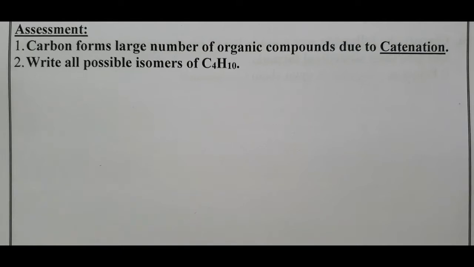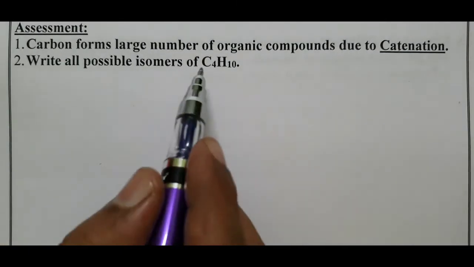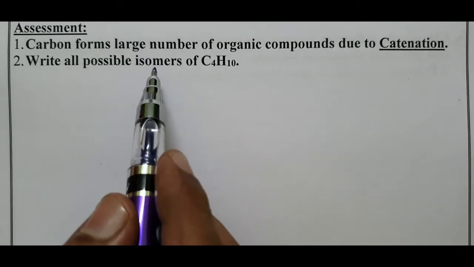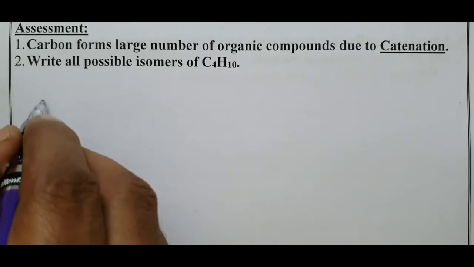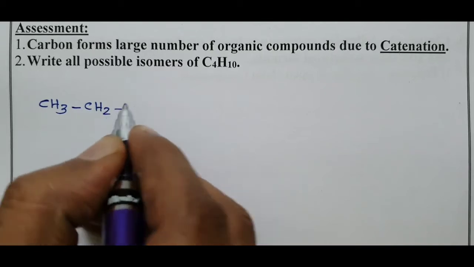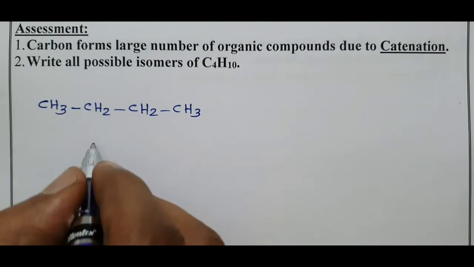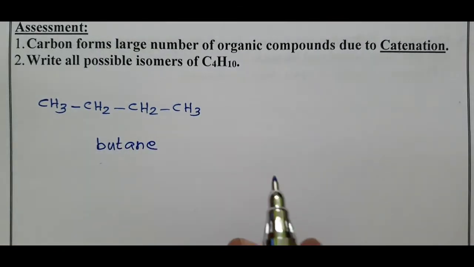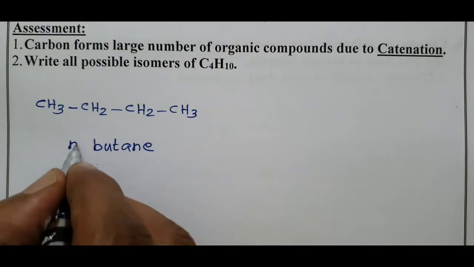Assessment number 2. Write all possible isomers of C4H10. Molecular formula C4H10. We know what is meant by isomers: the compounds having the same molecular formula but a different structural formula. In C4, CH3, CH2, CH2, CH3. 4 carbon atoms, root word but, carbon-carbon single bond, butane. All the carbon atoms are in a straight chain, therefore this is called normal butane.